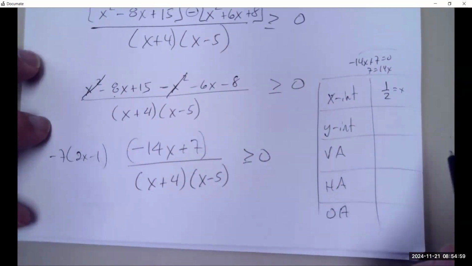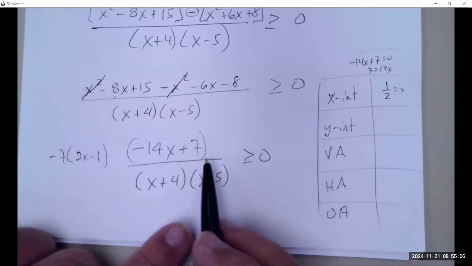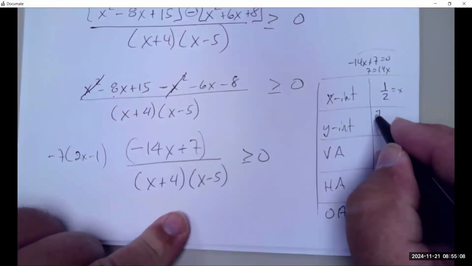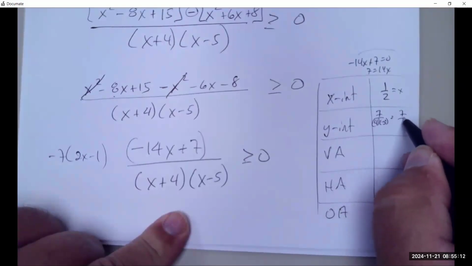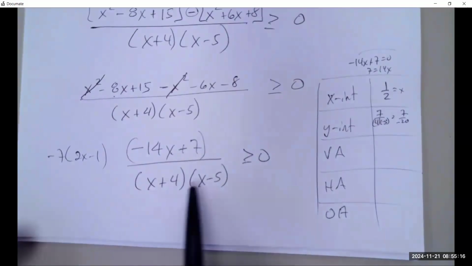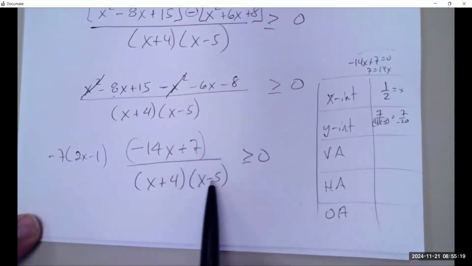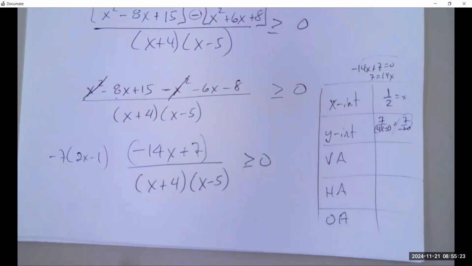What's my y-intercept? Only look at the constants. We have 7 on top, 4 and negative 5 on the bottom. 7 on top, 4 times negative 5 is negative 20. So that's my y-intercept, 7 over negative 20.